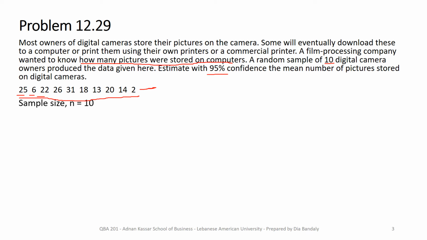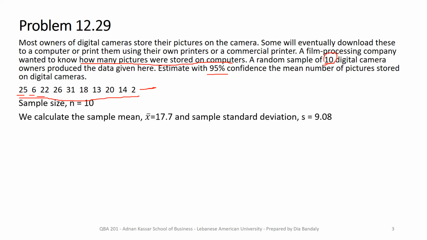So the sample size is 10, very easy, just count these. And in fact, it was told to us that he got information from 10. And the X bar is a very simple calculation, 17.7, so sum up, divide by 10. And the standard deviation, this is a sample standard deviation, so we denote it by S.